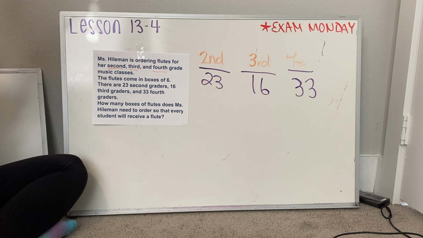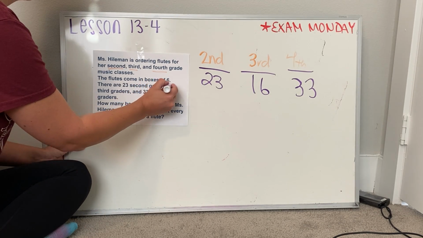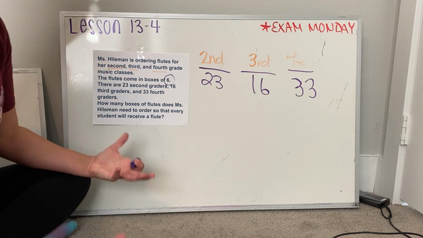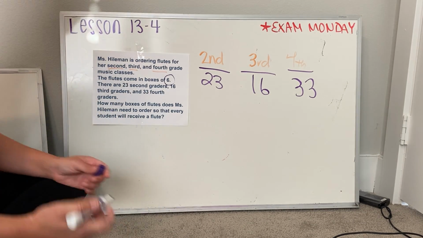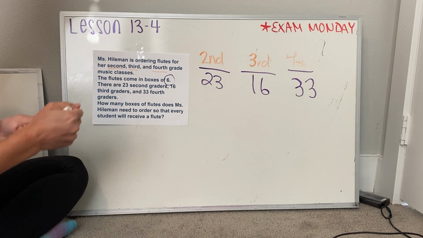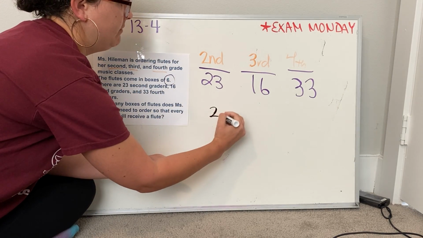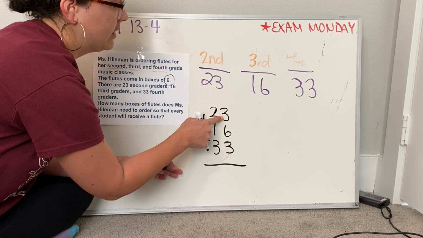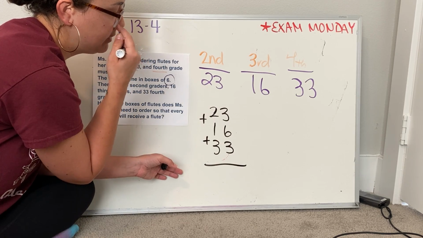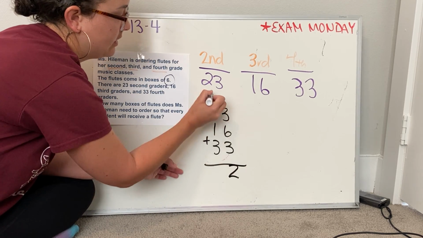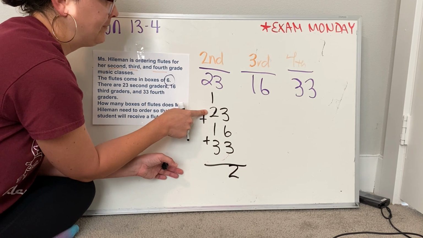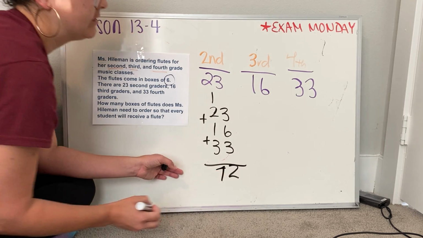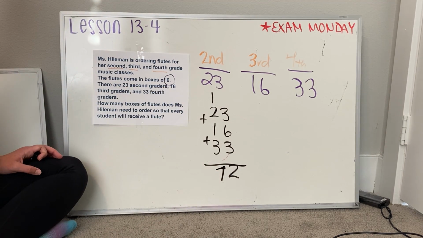Okay, so we know that the flutes come in boxes of 6, but we have to first figure out how many kids there are total. So let's go ahead and add all of these up. 23 plus 16 plus 33. I know that 3 plus 6 is 9. 9 plus 3 is 12. Carry the 1. 1 plus 2 is 3. 3 plus 1 is 4. 4 plus 3 is 7. So I have 72 children total.